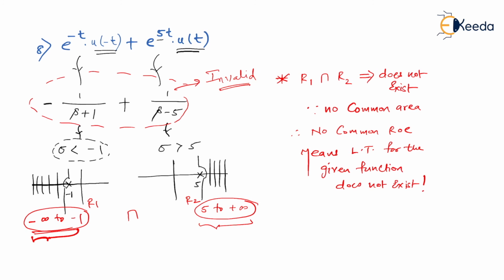Rather than blindly following the formula to get F of s, you should make sure that ROCs should be valid ones.